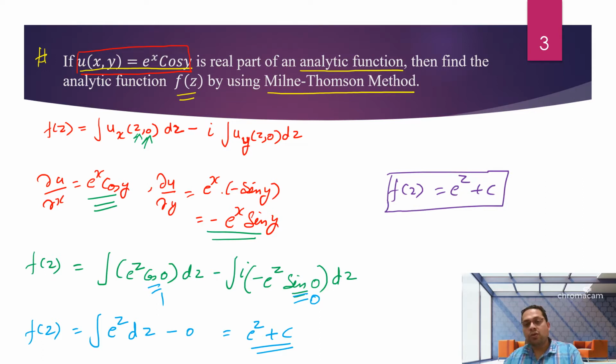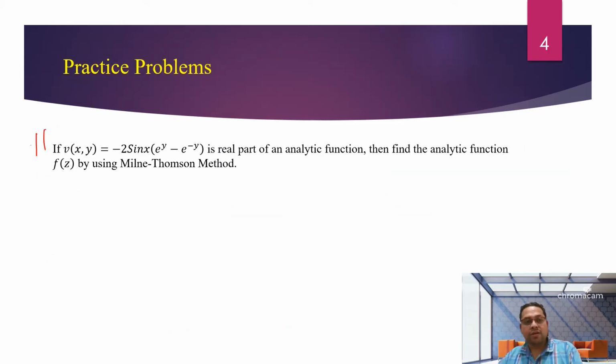Similarly, we will do the same for the imaginary part. If the imaginary part v is given, then we will use the formula for f(z) for the value of v and solve it. Now this is the question which you have to do yourself, where the imaginary part v is given. You have to find the analytic function by using the Milne-Thomson method.